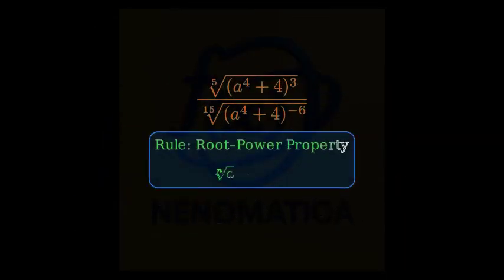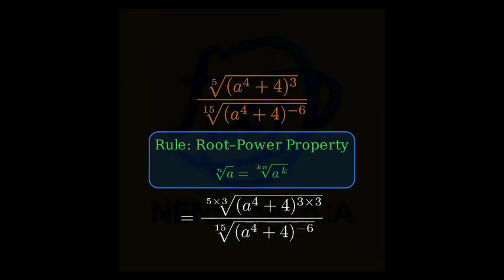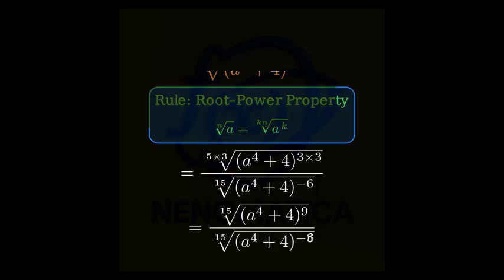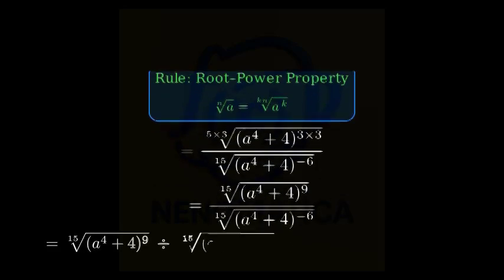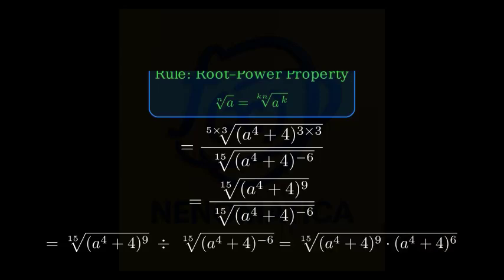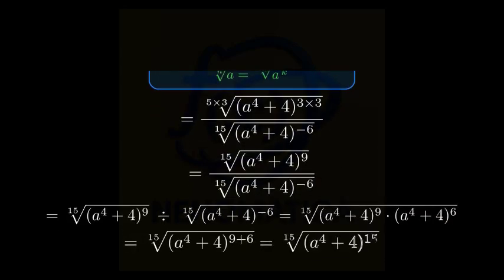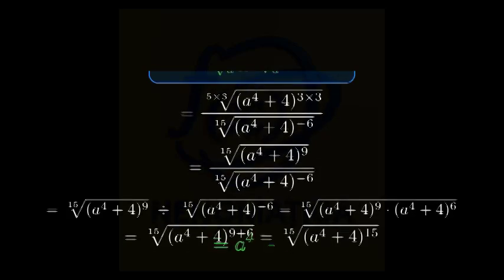Step 1. Match indices by multiplying the index and the power inside the root. Step 2. Rewrite both radicals with a common index of 15. Step 3. Since the indices match, combine the quotient as a single 15th root. Step 4. Add the exponents inside. Step 5. The 15th root of the quantity to the 15th power equals the base.